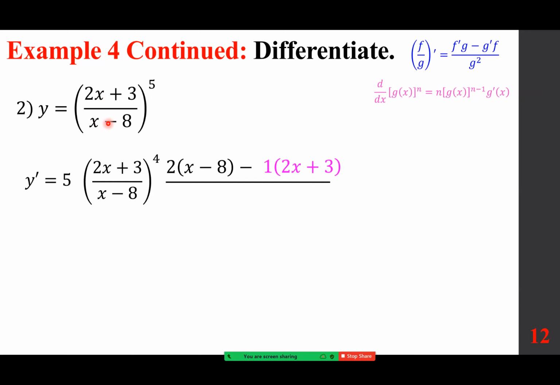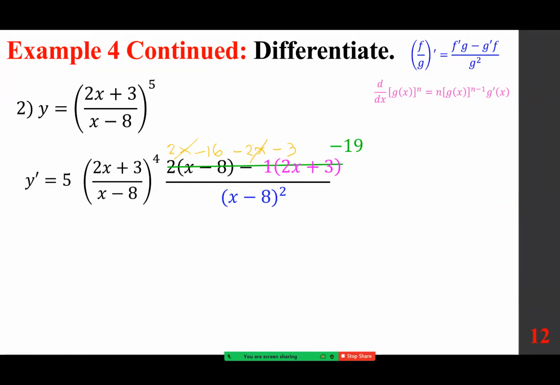This is x minus 8. Just square it down here. And again, you're done with calculus. What is left is a matter of simplification. That's what we are going to do here. So this fraction in the numerator, I see 2x minus 16 minus 2x minus 3, and clearly these two cancel out, and we add up the two numbers to negative 19.